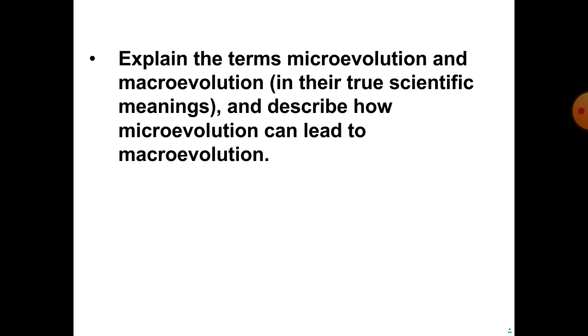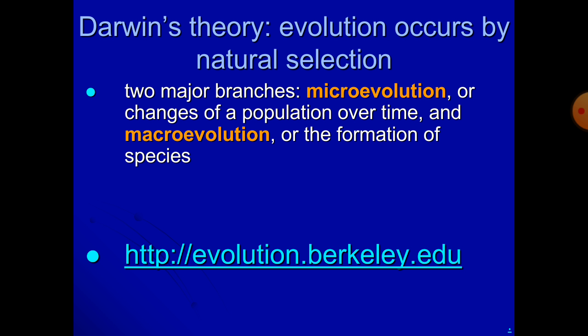We will explain the terms microevolution and macroevolution in their true scientific meanings and describe how microevolution can lead to macroevolution. The two major branches are microevolution, or the changes of a population over time, and macroevolution, or the formation of species.